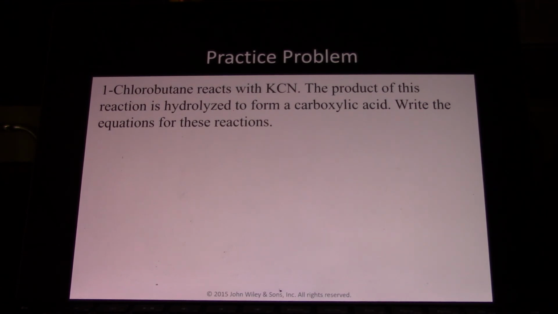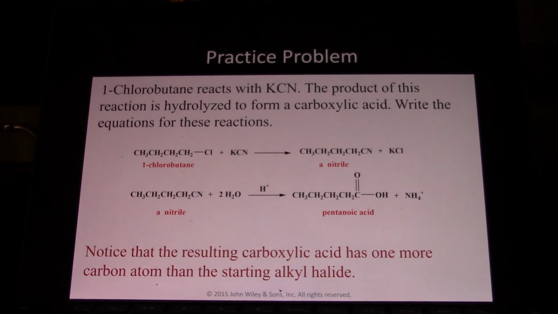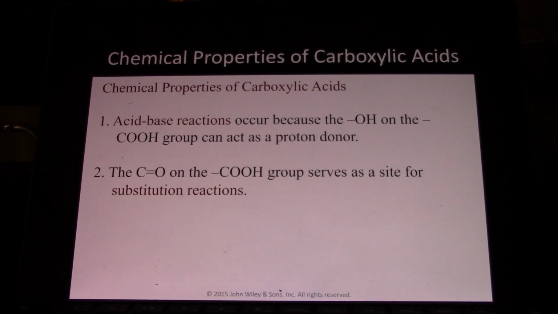1-chlorobutane reacts with potassium cyanide. Then the product is hydrolyzed to form a carboxylic acid. Well, first, CN- from the cyanide will displace the chloride. And so now we gained 1 carbon. We went from 4 to 5 carbons. So we started with butane, but now we have 5 carbons. And when we hydrolyze that, so water attacks, we get pentanoic acid. So it's important to remember when you attack things with cyanide, you actually gain a carbon in the carbon chain, which is why it's so useful. It's one of the most convenient ways to add a single carbon to a growing carbon chain. So even though it's very toxic, chemists still use it because it's very difficult to otherwise add 1 carbon sometimes.